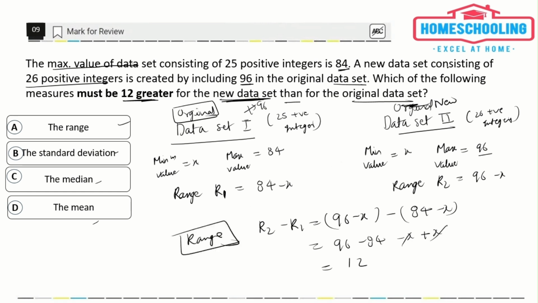So we can say that, as the question has asked which of the following measures must be 12 greater for the new data set, if you find the range of data set 1 and data set 2, and find the difference, it will come to 12. Hence option A is your correct answer.